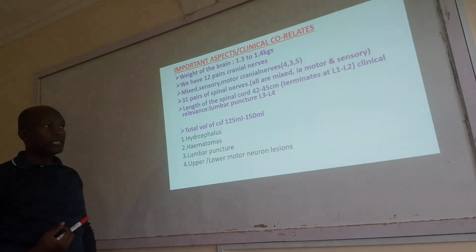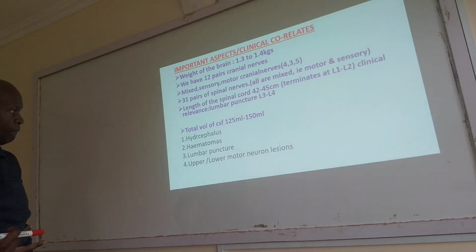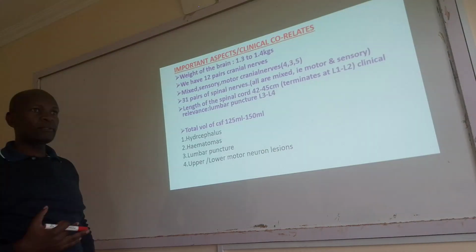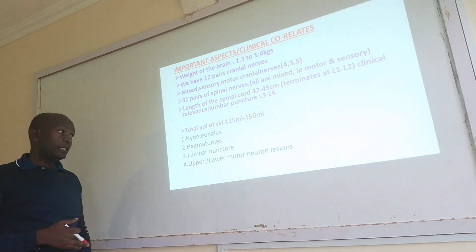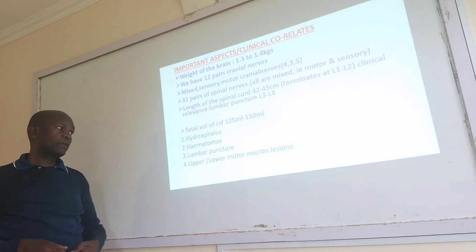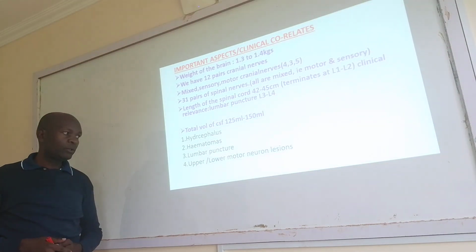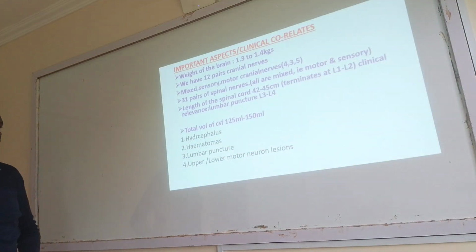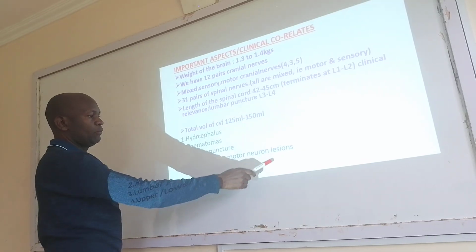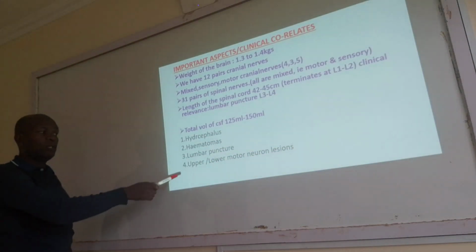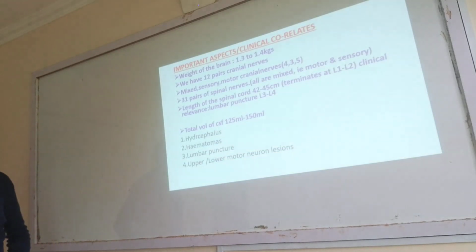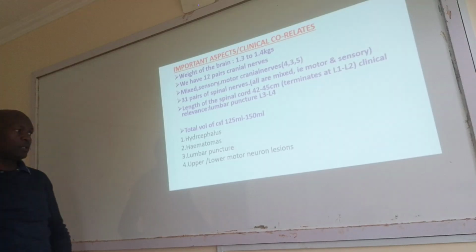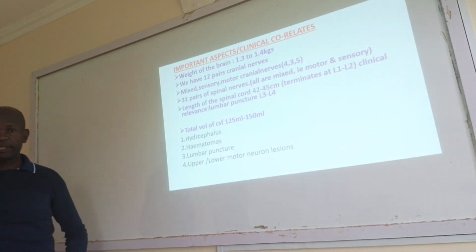We also have an aspect of the coverings of the brain. We have connective tissues that cover the brain. We shall see in the subsequent slides. We call them meninges. And we shall also see the issues of hematoma whenever we shall be looking at that aspect. Lumbar puncture we have already mentioned. And then we have something called upper and lower motor neuron lesions. When we will be looking at sensory and motor pathways, we shall be able to mention something about the upper and lower motor neuron lesions.